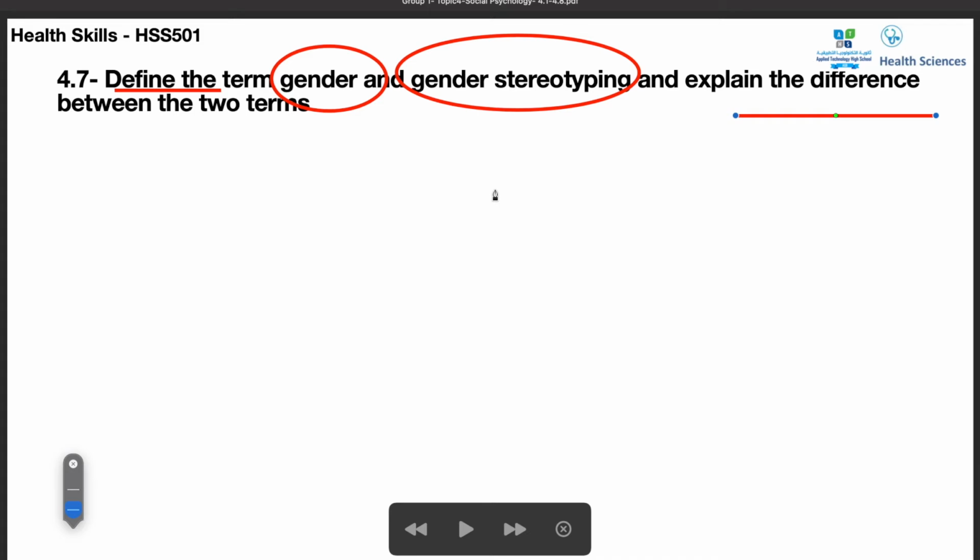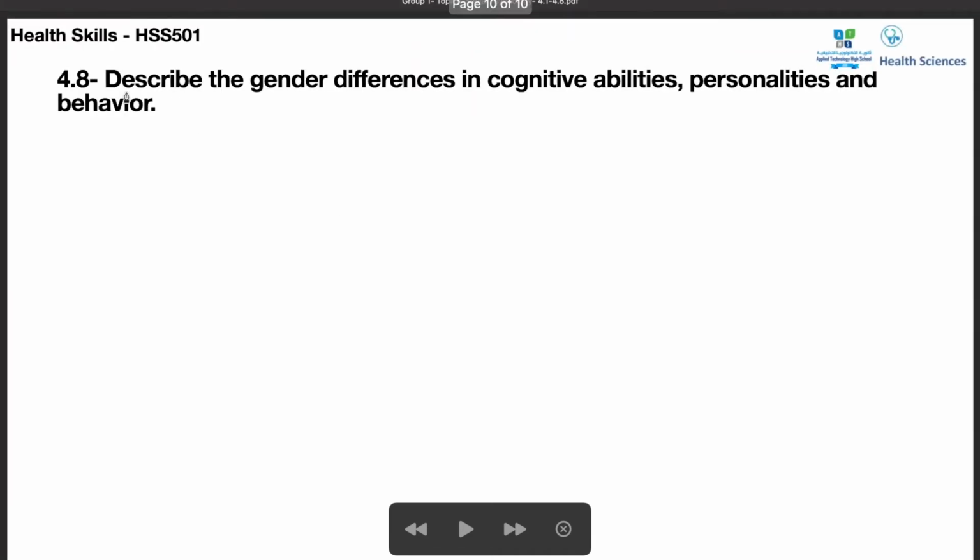Define gender and gender stereotype. You can put 2 tables. In one column you put the definition of gender, and the other one gender stereotype, and give examples to differentiate between them.